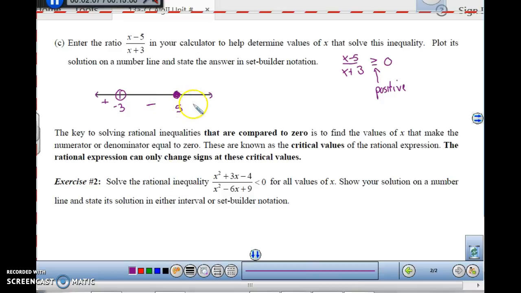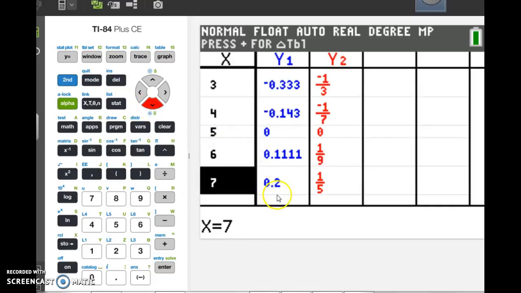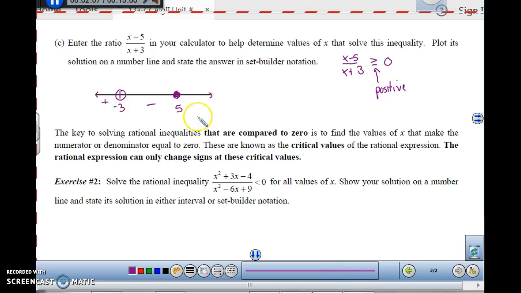And anything that is greater than 5, let's take a look. My values greater than 5 are positive. So if I'm solving this inequality, I'm looking for where it's positive. That would fall in this area and in this area. So this rational inequality has a solution of x is less than negative 3, or, because you have a gap here, x is greater than or equal to 5. So that is your solution set for this problem.